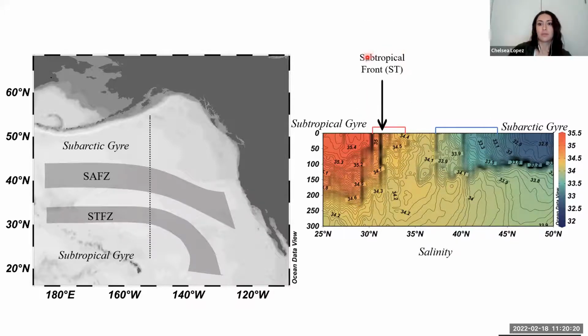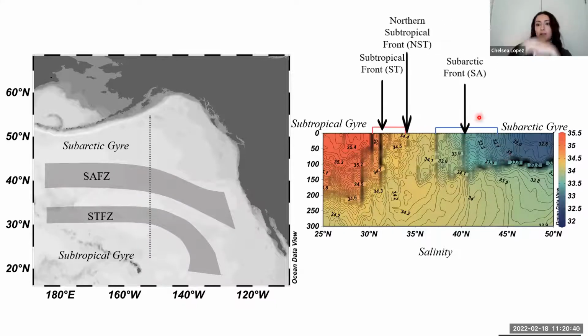So you'll have subtropical fronts. These are the fronts that pass through these areas. And then you have the northern subtropical front here, which is right on the edge of this frontal zone. And then you have the subarctic front, and that's around 41, 42 degrees latitude. These can move around, but climatologically they don't move more than 1 or 2 degrees in latitude, and they're pretty consistent in that.